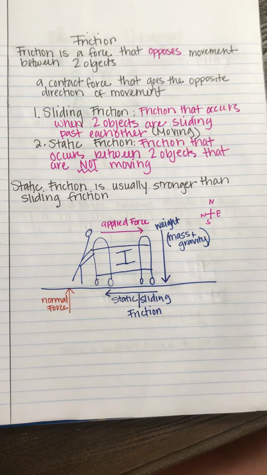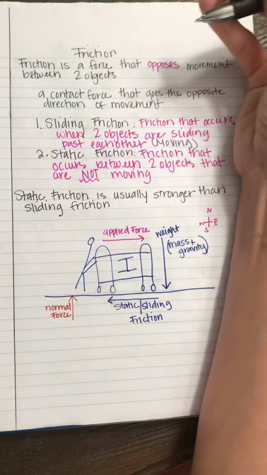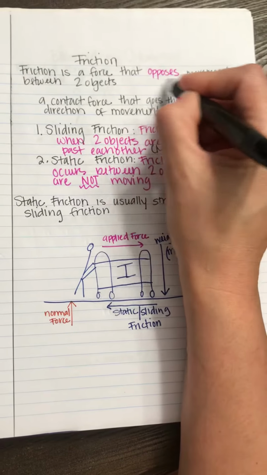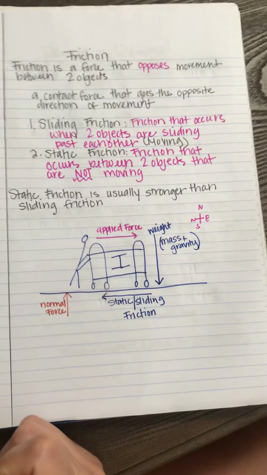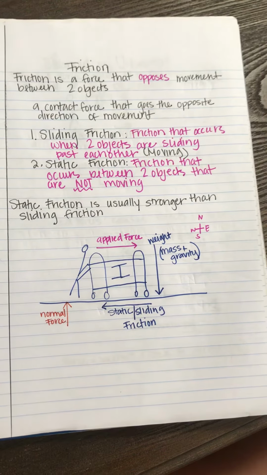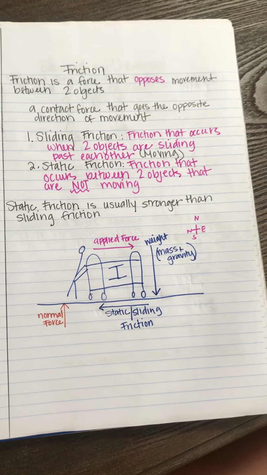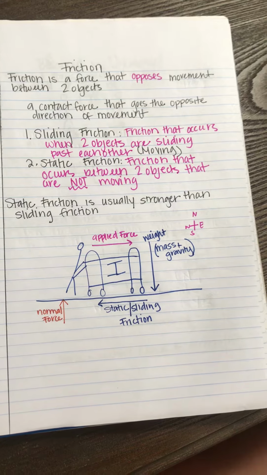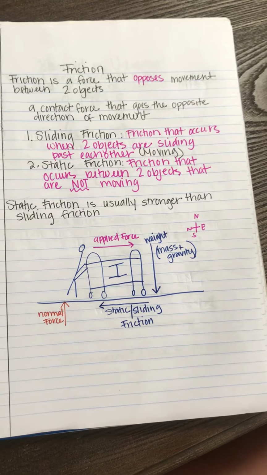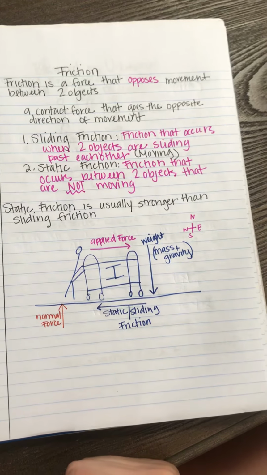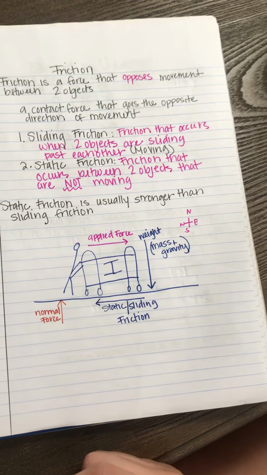So let's talk a little bit about friction. Friction is a force that opposes movement. One of the biggest things, notice how I wrote it here in pink or in a different color. It opposes movement because it goes the opposite direction of movement. So if movement goes north, friction is going to go south. It is always going to go the opposite direction of movement. It is a force that we see between two objects, okay?